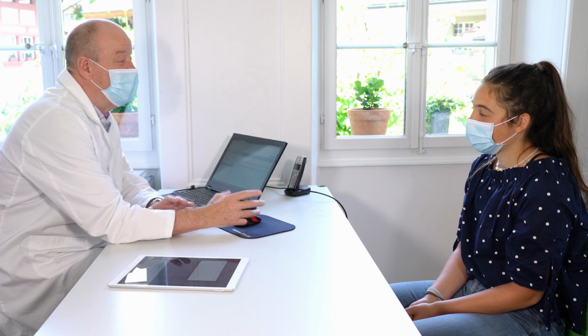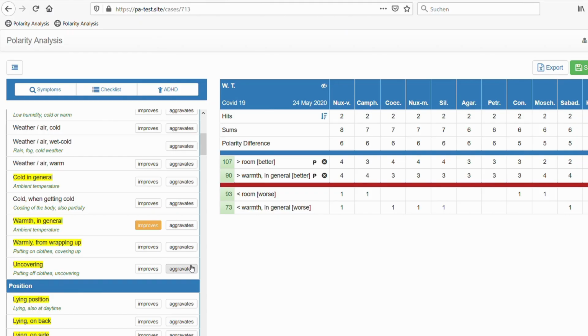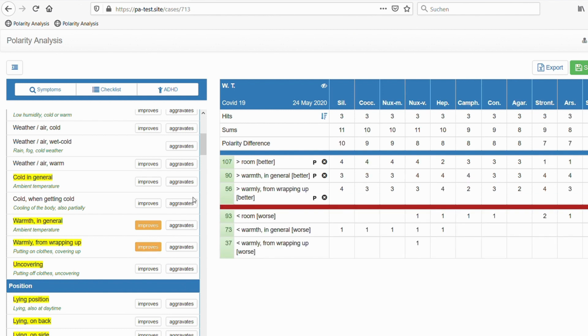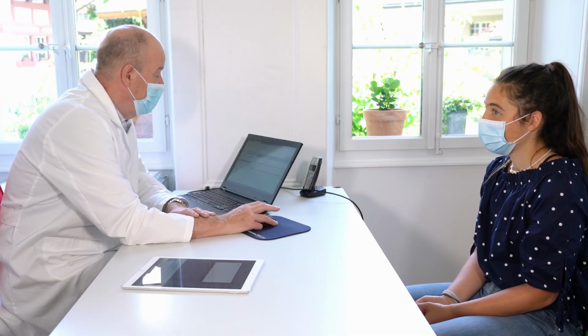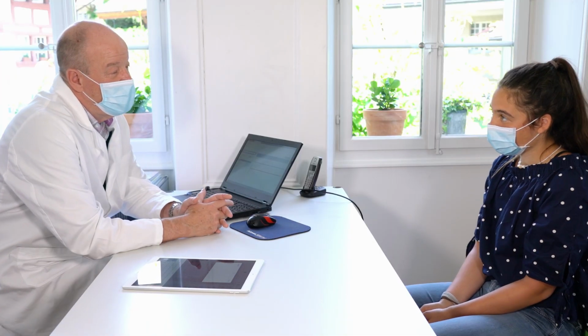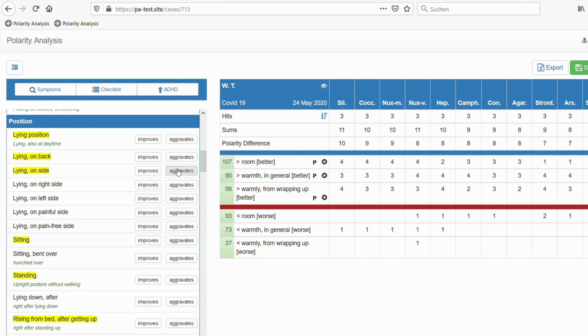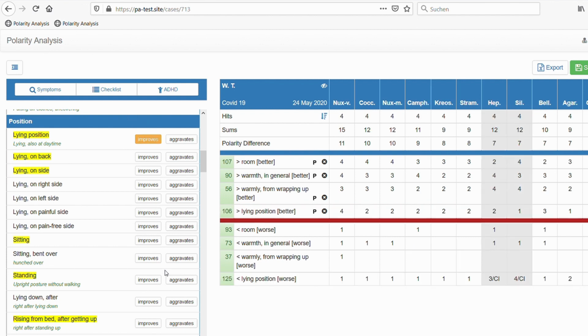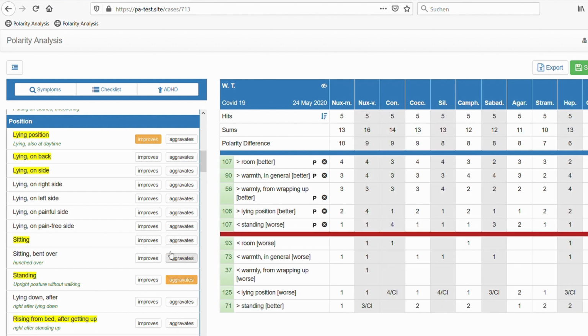And do you feel better by covering yourself, wrapping up warmly, or by uncovering? Yes, covering myself up definitely improves. Okay. That's the same duality here. And are the symptoms better when you're lying down or when you sit or when you stand? Standing aggravates. Lying down definitely makes me feel better. But sitting, I don't feel a difference.